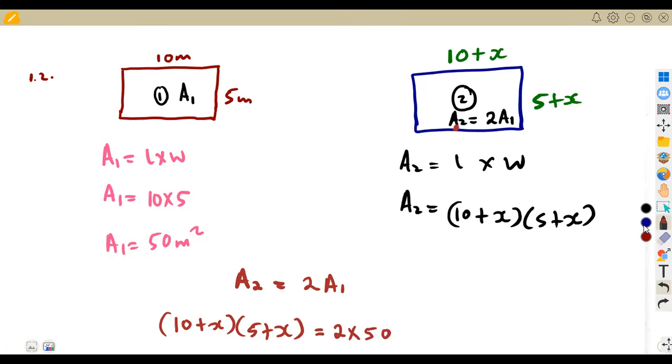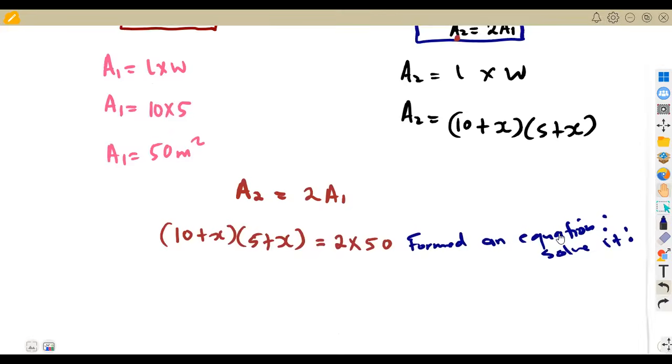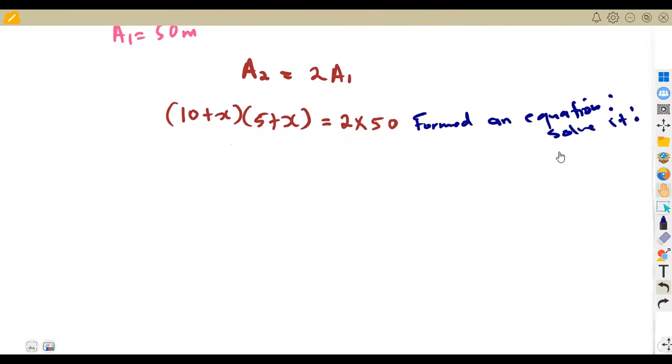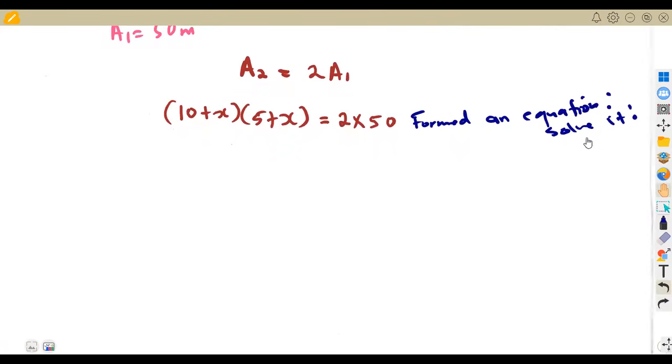So we have formed an equation. The moment we have done this here, we have formed an equation. All right? So the moment that you have formed an equation, what are you supposed to do? You are supposed to solve it, because you have formed an equation. So we are supposed to solve this equation in terms of x. So we are going to expand our brackets, then we'll tell what type of equation that we have later on.